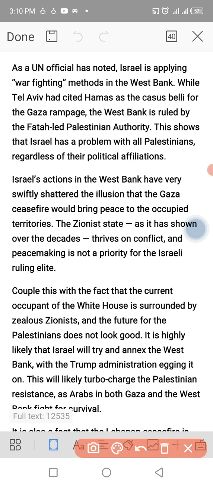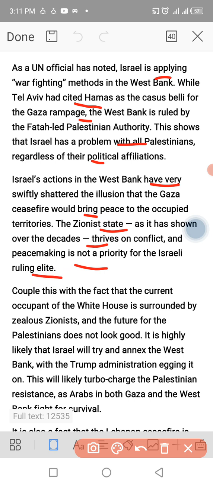A UN official has noted that Israel is applying war-fighting methods in the West Bank, while Tel Aviv had cited Hamas as the cause for the Gaza rampage. The West Bank is ruled by the Fatah-led Palestinian Authority. This shows that Israel has a problem with all Palestinians regardless of their political affiliations. Israel's actions in the West Bank have very swiftly shattered the illusion that the Gaza ceasefire would bring peace to the occupied territories. The Zionist state, as it has shown over the decades, thrives on conflict, and peacemaking is not a priority for the Israeli ruling elite.